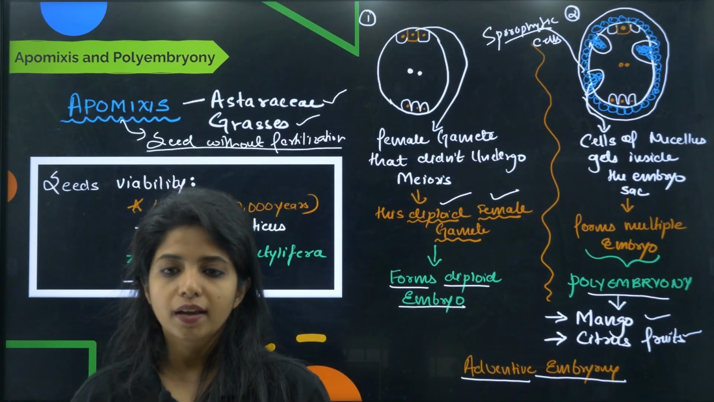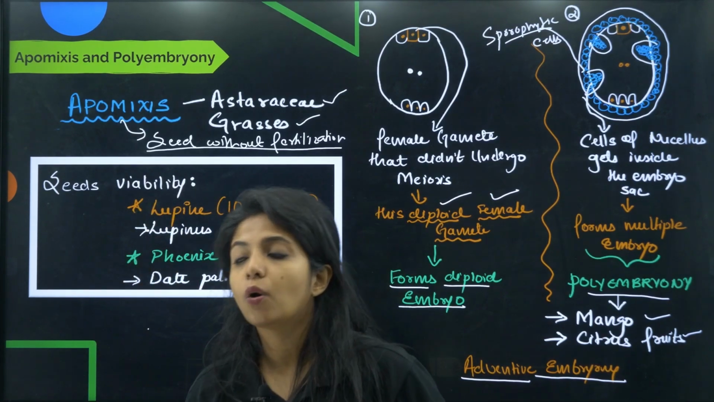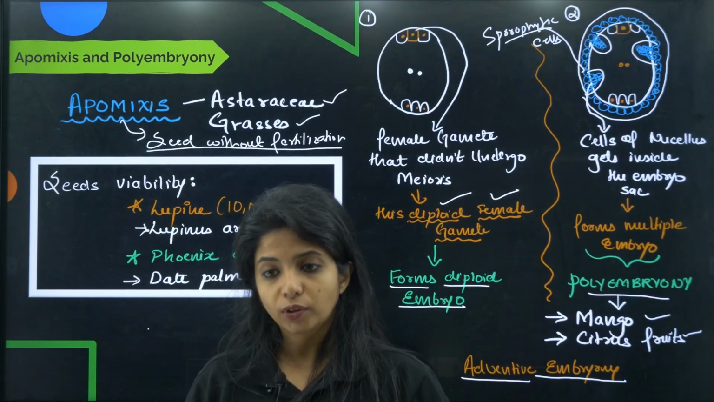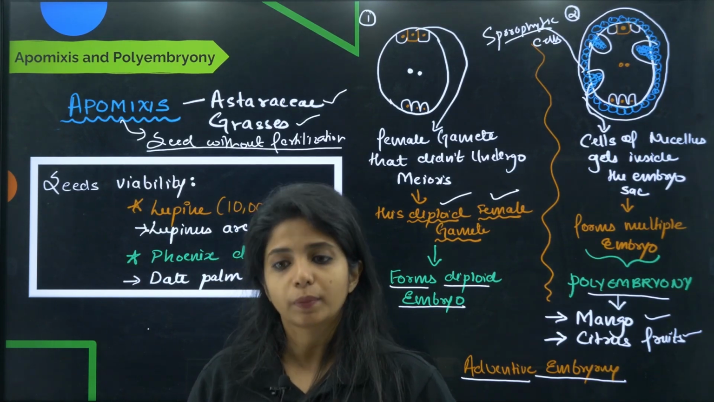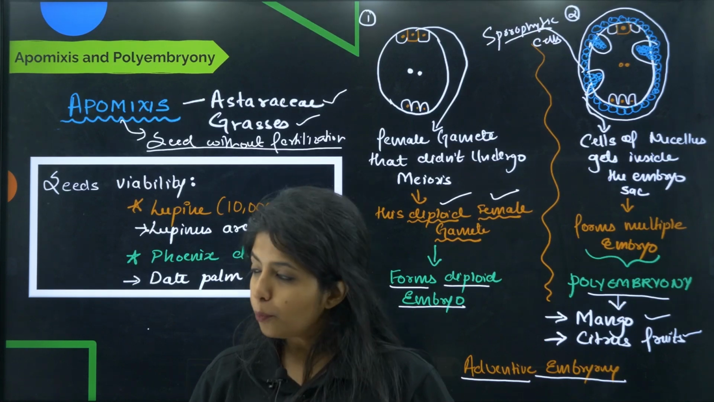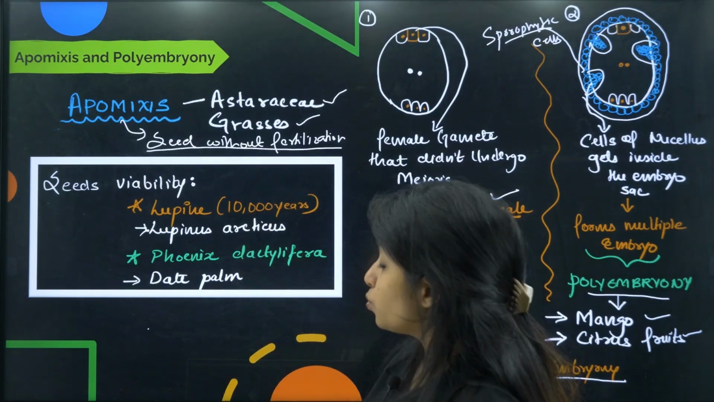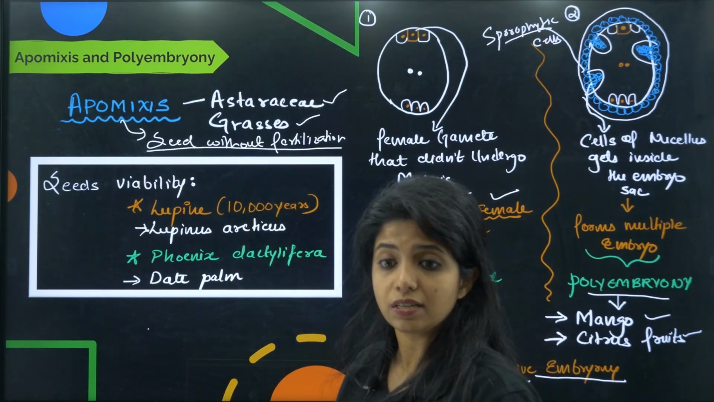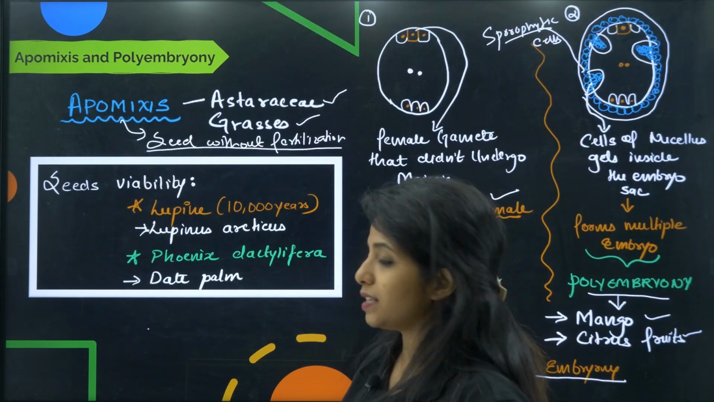What do you mean by viable? That basically if you put the seed now in the soil, it will germinate. That is what you mean by viability. It has the power to germinate, to give rise to a future shoot and the root. Okay, so lupine, basically it was viable for 10,000 years, and the plant's name is Lupinus arcticus.